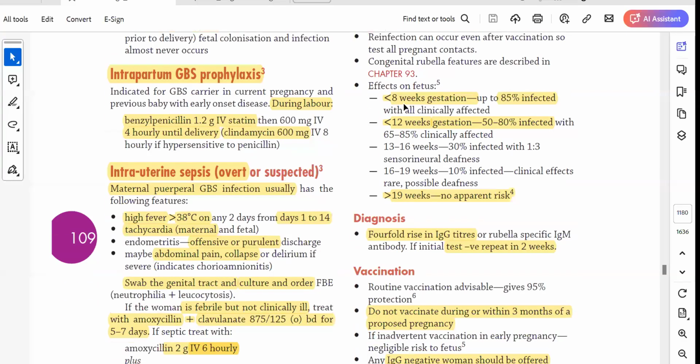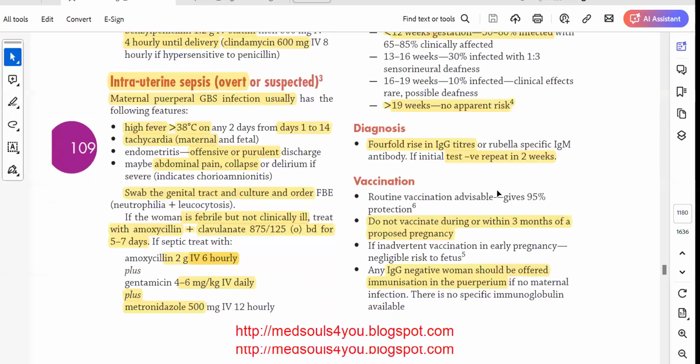So in here you can see that if a pregnant patient gets rubella infection and is less than 8 weeks gestational age, up to 85% of fetuses will be infected. Less than 12 weeks, 50 to 80% will be infected. After 19 weeks, there is no risk. So if a pregnant patient got infected with rubella after 19 weeks, then there is nothing wrong. You can just reassure them that there is a very low chance of any congenital rubella syndrome.